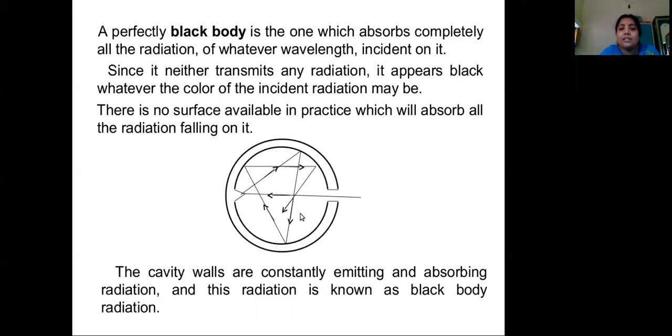So the cavity walls are constantly emitting and absorbing radiation, and this radiation is known as black body radiation.